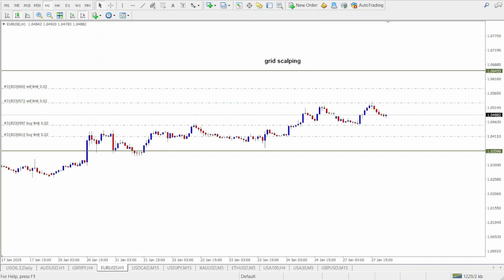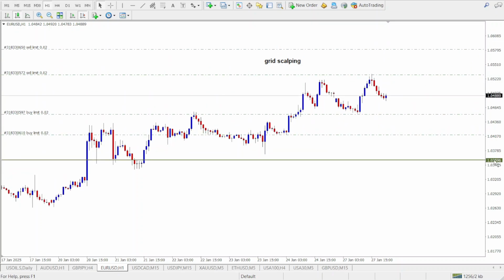In addition to this, another risk management strategy to pay attention to is capital allocation. Never risk more than you are willing to lose on any grid setup. This setup can be quite risky, so it's important to pay attention to your capital allocation. By managing your risks effectively, you can ensure your trading account stays healthy even during unexpected market swings. It is very important.